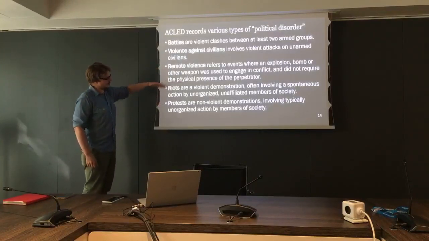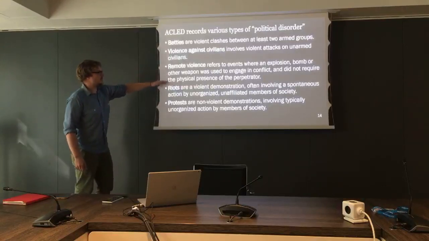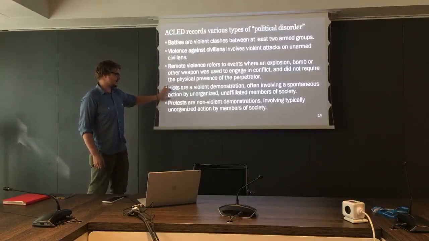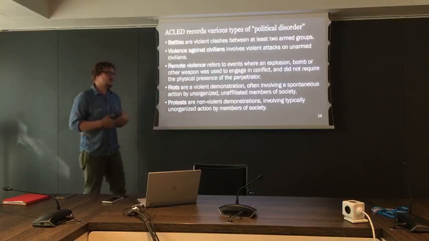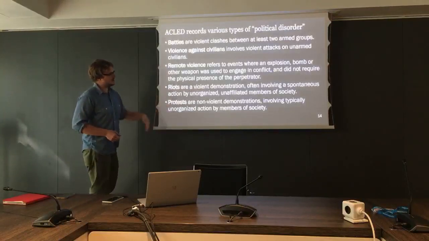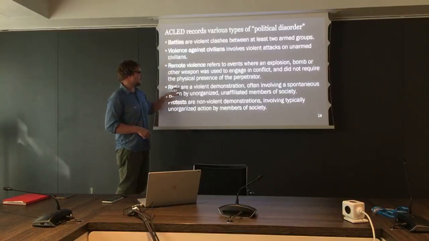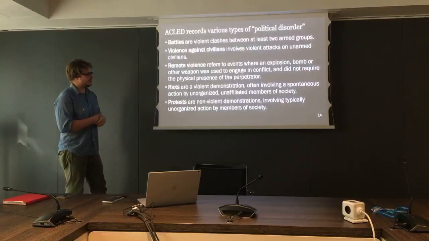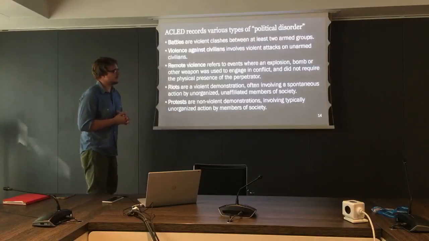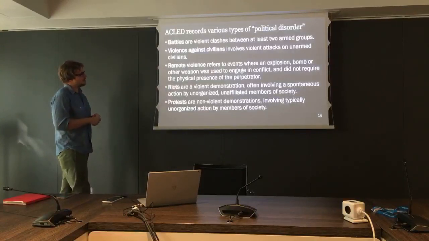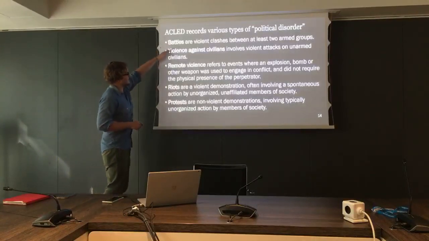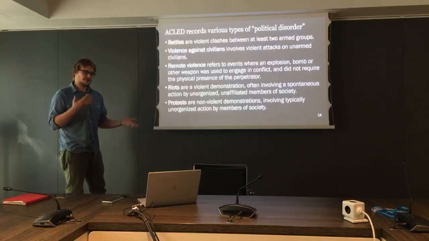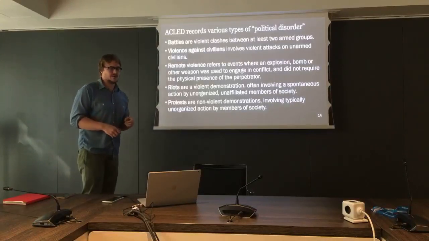And you can see the split right here. Battles, violence against civilians, and remote violence, those are typically going to be examples of direct violence. The last two here, riots, of course, could be a violent demonstration, but usually not. And then protests also could become violent. If they do, those are considered a riot. And then those would generally be just nonviolent demonstrations and typically around some sort of social or political factor. So these are the 5 types of events that make up what ACLED thinks could be relevant for a conflict event.